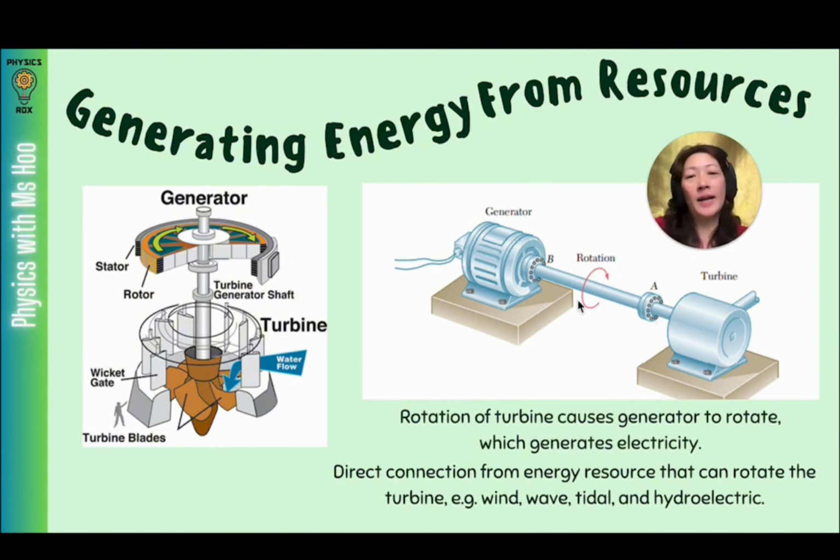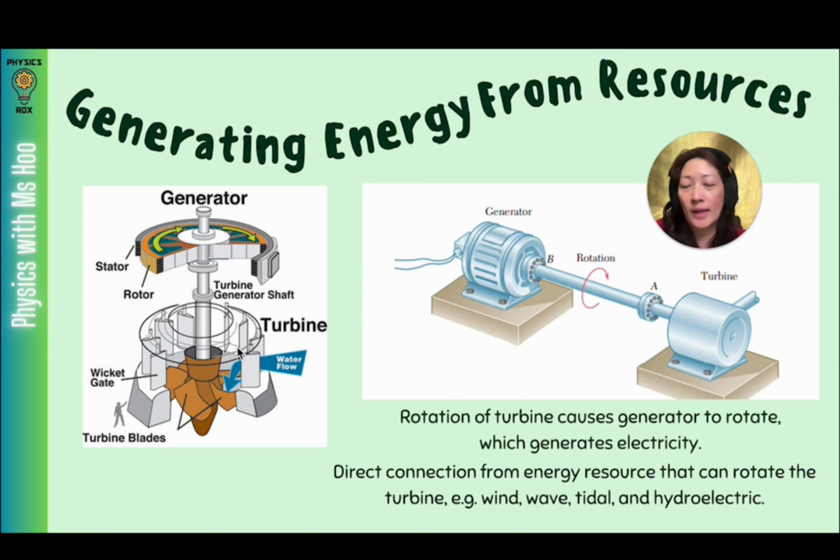But we cannot apply the kinetic energy directly onto the generator. For example, we can't get the wind to blow the generator to make it rotate. It could spoil the generator. So instead, the kinetic energy is applied to the turbine. The turbine and generator is connected in such a way so that the turbine will cause the generator to spin together. So you can see that there's a shaft here that connects the turbine to the generator.